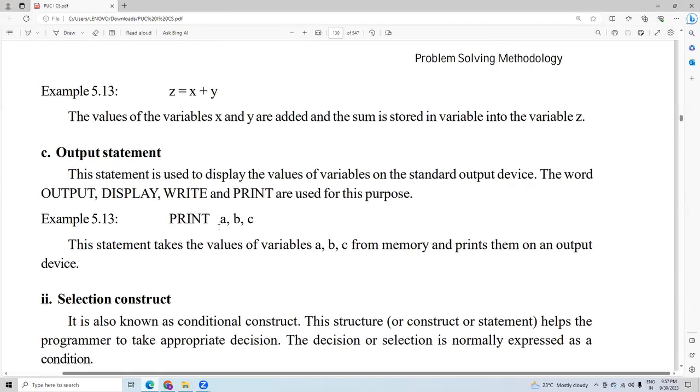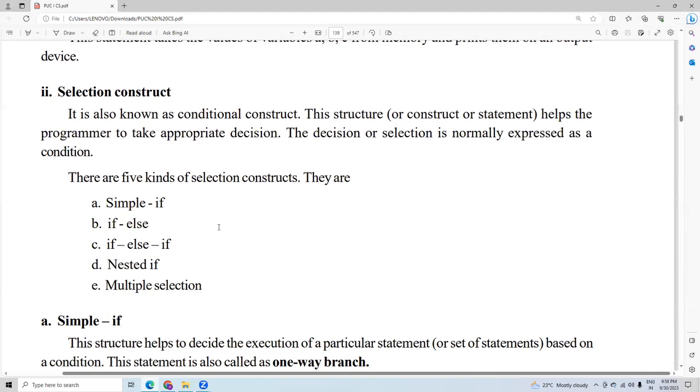So now, output statement is for printing the message on the screen, on the standard output device. The words output, display, print, these three words we will be using in the pseudocode. Selection statements in the sense what? It will help the programmer to take appropriate action, decision based on the input values provided.